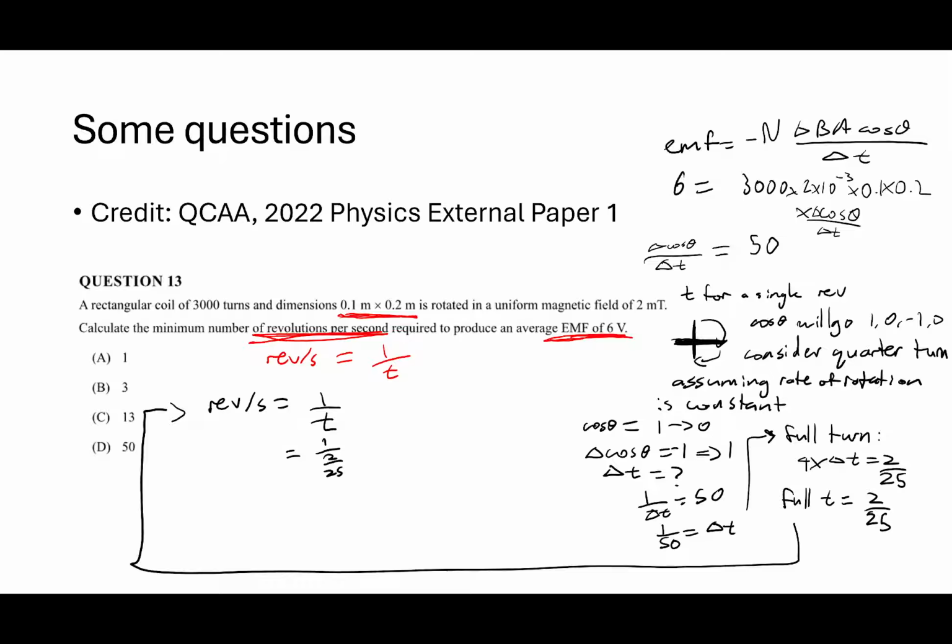We get 25 over 2, and you can take it from there. So the revolutions per second ends up being 25 over 2, and that simplifies to 12.5. But we want the minimum number of revolutions per second, and that usually is a whole number. So what they want is a whole number, and the closest whole number in the options is option C, which is 13. So the answer is option C.